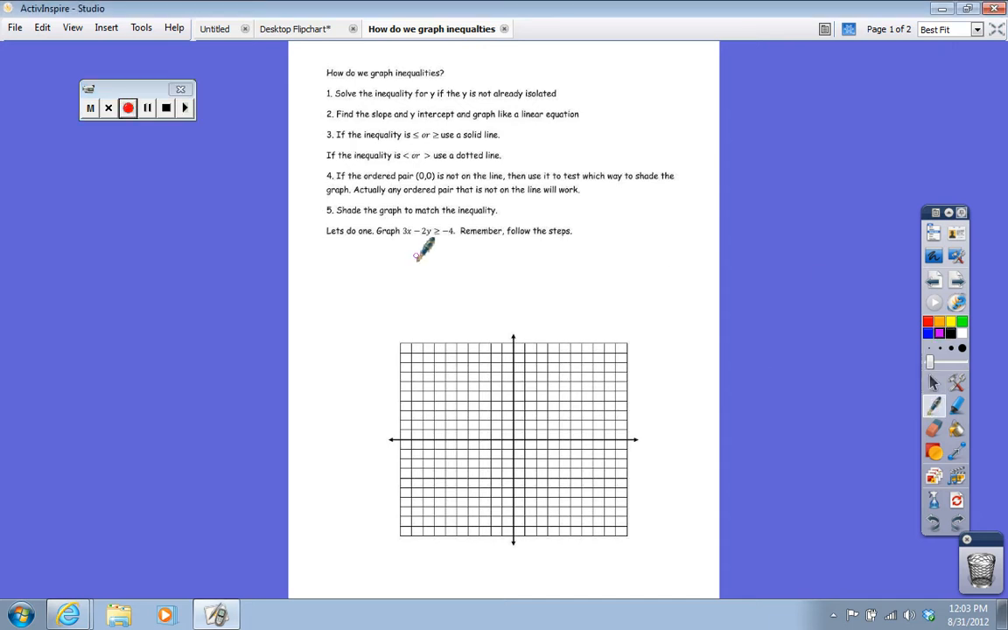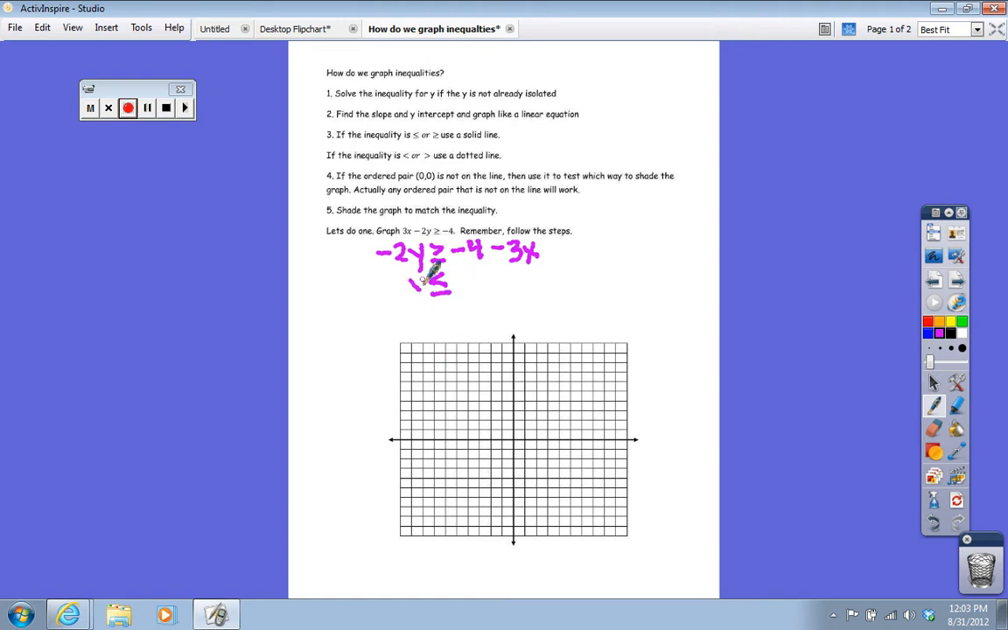Okay, so first we have this inequality, 3x minus 2y is greater than or equal to negative 4. The first thing we want to do is solve for y. So I need to subtract 3x from both sides. And that'll leave me with negative 2y greater than or equal to negative 4 minus 3x. Now I need to isolate the y, in other words, get the y by itself, so I have to divide both sides by negative 2. And that's when the alarm bells need to go off and we flip that sign.